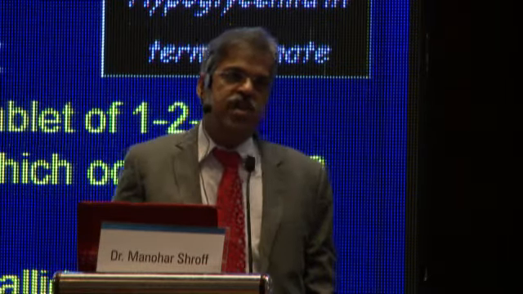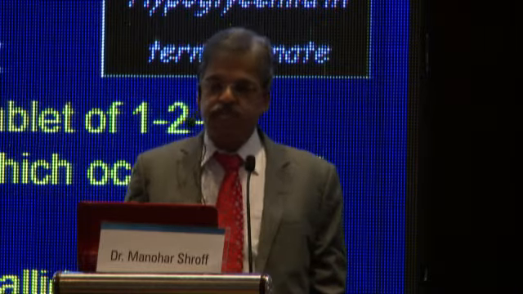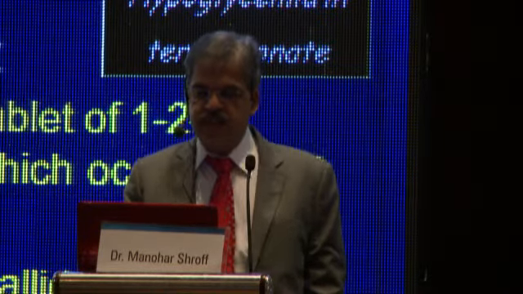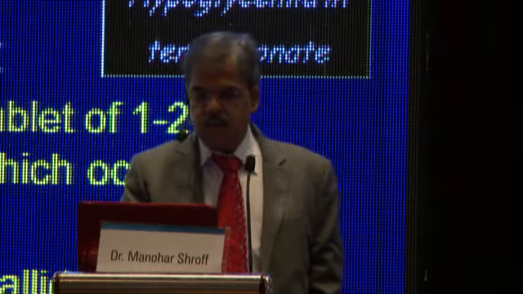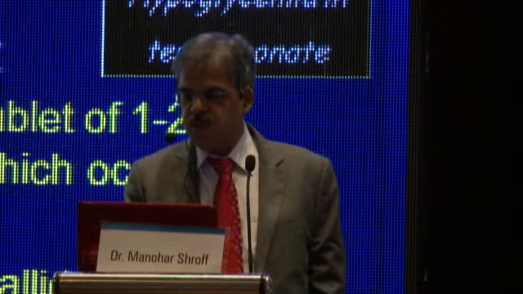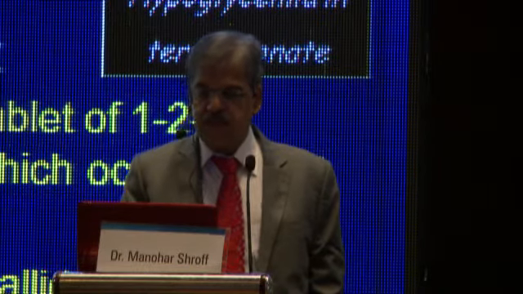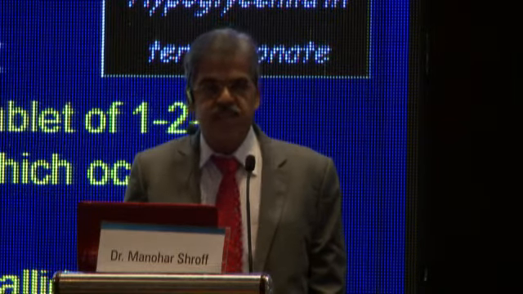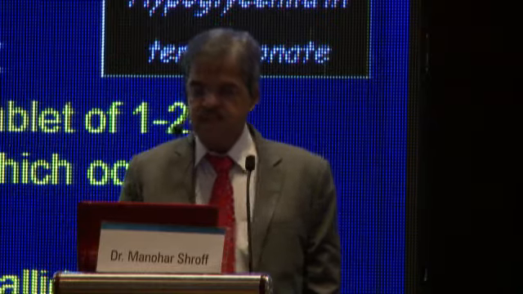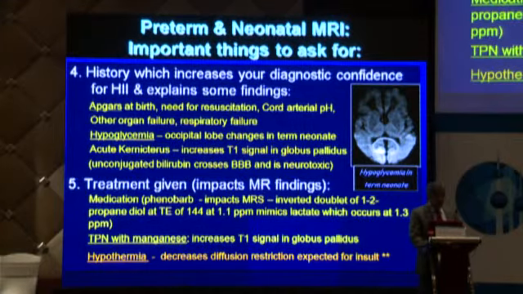Now the other thing is, because the MR of the brain in the neonate is challenging to diagnose, I like to know the history more in detail about Apgars, about hypoglycemia, because it can cause a specific pattern of damage in the term infant, like in the occipital lobes over here. And other things which could change the appearance of the brain. Acute kernicterus can cause increased T1 signal. Then I also like to know about treatment given.